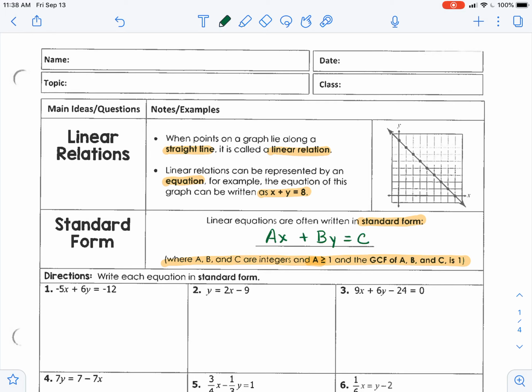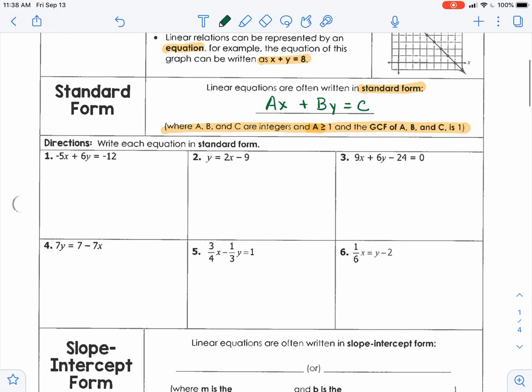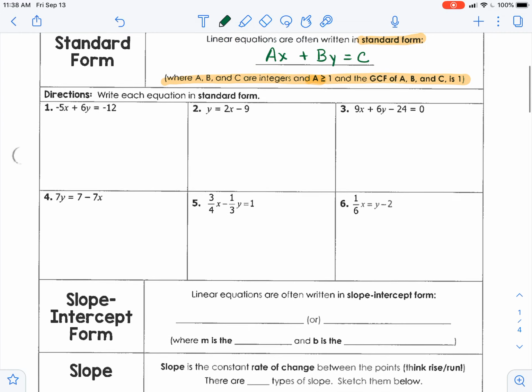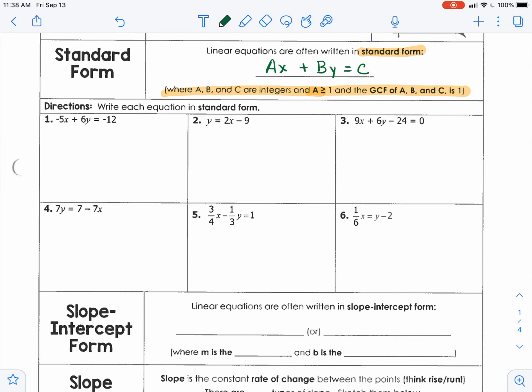So let me just run through a couple of examples here for you. So we're writing these in standard form. Now at first look, number 1 looks to be in standard form, but again, we're going back to that they have to be greater than 1 for your a. And so this is actually a negative 5, so we wanted a positive 5. And so what we would need to do would be multiply the whole thing by a negative number. Or not a negative number, but a negative 1. So that's going to give us 5x minus 6y equals 12.